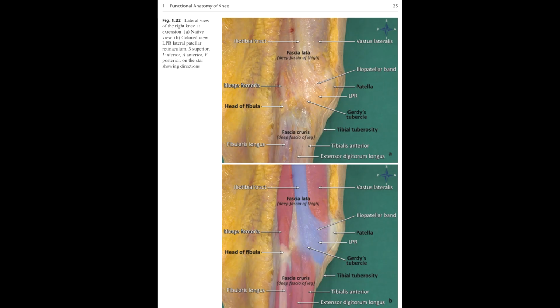Inferiorly, you can appreciate how the fascia transitions. The fascia lata of the thigh continues as the fascia cruris of the leg. Muscles of the anterior compartment, like the tibialis anterior and extensor digitorum longus, are enveloped in this fascia and contribute indirectly to the stability of the knee. Posterior-laterally, we also see the fibularis longus muscle, emphasizing how the knee integrates with both the thigh and leg compartments.